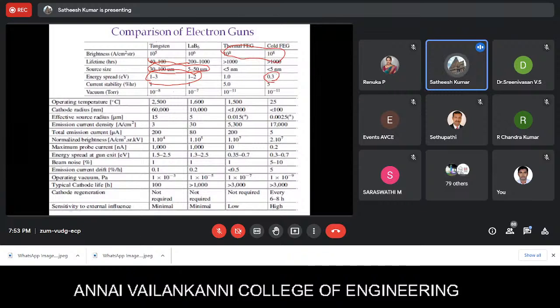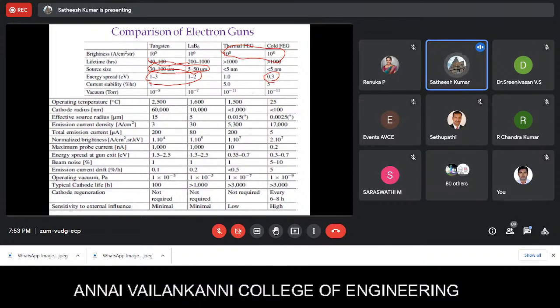In this case, thermionic electron guns have better current stability when compared to the others. Another disadvantage of field emission is that you require very high vacuum levels in the electron column or the electron chamber to maintain it. Very high vacuum levels mean you are going to have cost and maintenance issues.